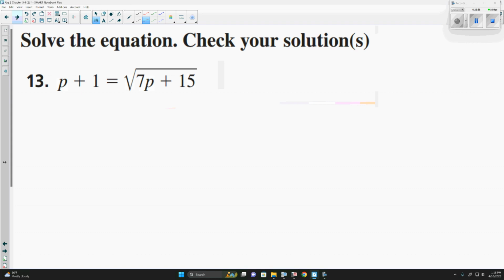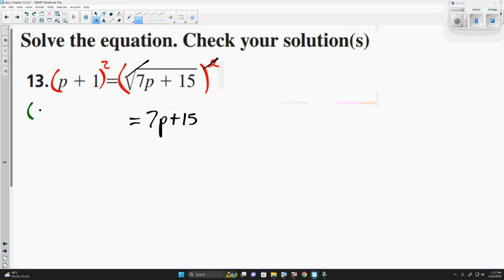Let's look at this one here next. Now, on a whole, this is not any different. There's just one main step that's going to be a little bit different. We do have one radical. It is by itself, yes? So we're going to put both sides to the second power. And on the right-hand side, the radical and square would cancel, because that's the only thing over there. When we square it, we're going to have 7p plus 15. Now the other side, p plus 1 squared. This is the first time we've had two terms on one side, yes?